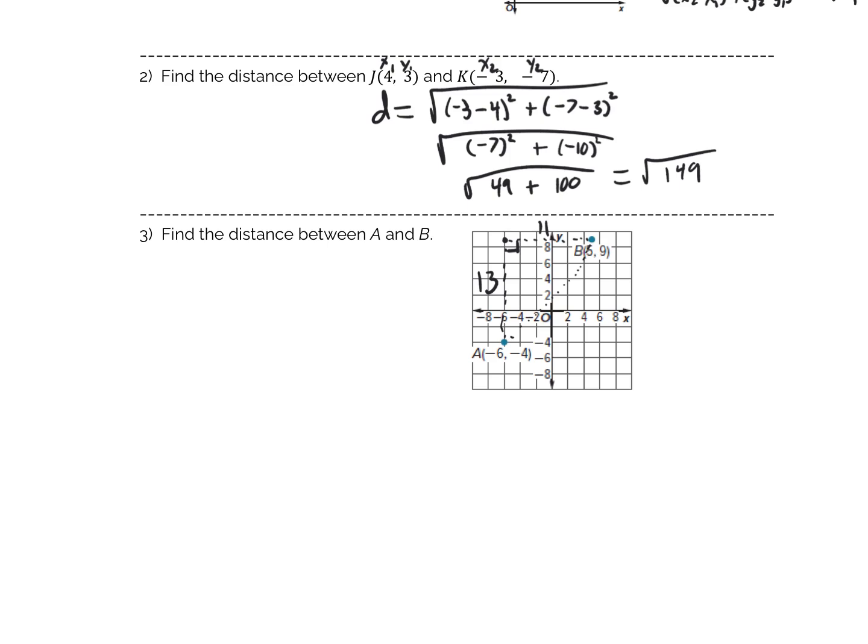So to figure this out, we could just do the Pythagorean theorem. 11 squared plus 13 squared equals, we'll say AB squared. 11 squared is 121. 13 squared is 169. So we get 290. Let's see, the square root of 290.